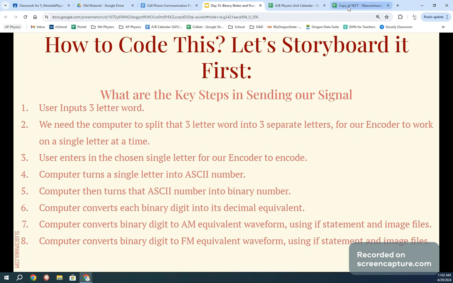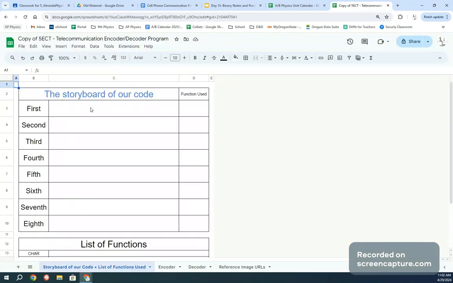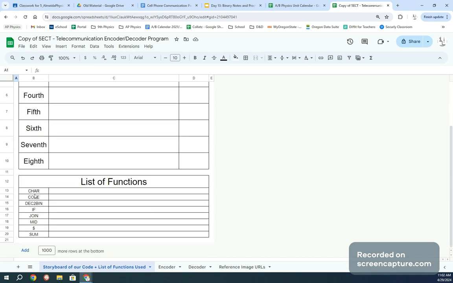So this storyboard is again helping us with our telecommunication of like, what are the steps that we're going to need to do? What are the functions that we're going to use? We can think about what functions are going to come up in that process. And we've got a list down here that we'll talk more about later on, but some of the new functions that we'll be using when encoding stuff.